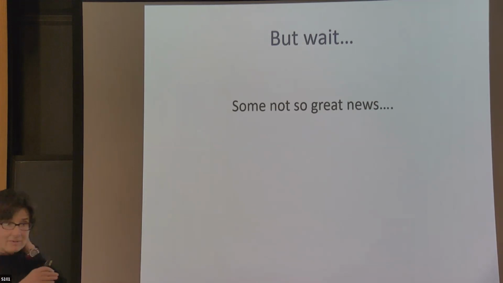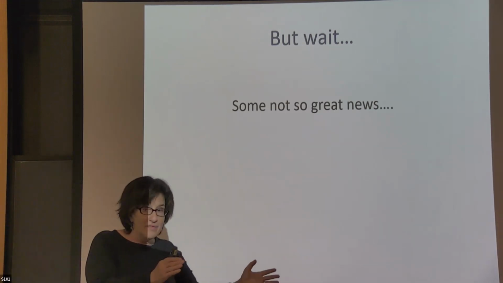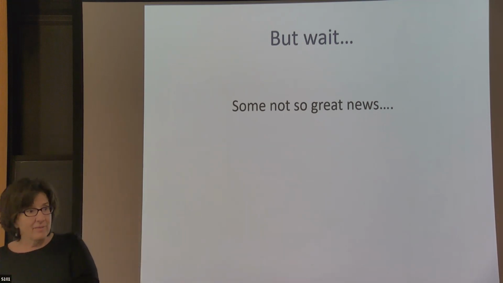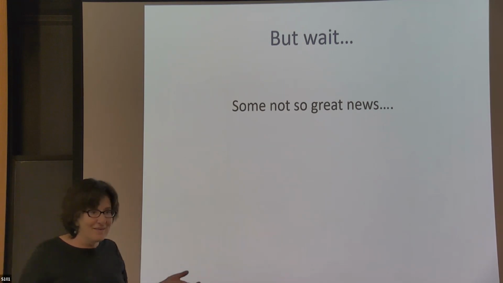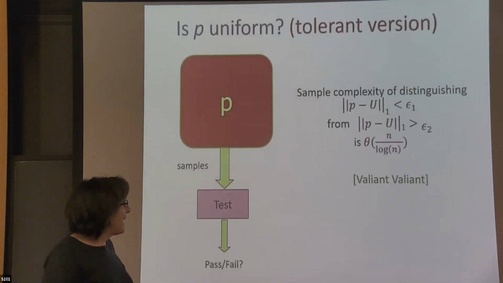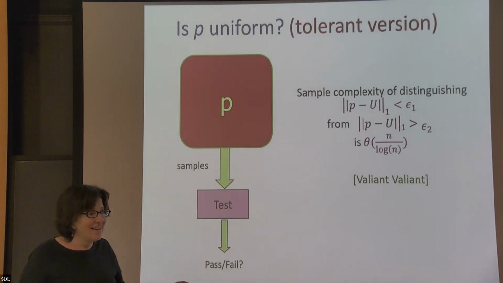Okay, but there's some not so great news. What that slide was about was distinguishing perfectly uniform from epsilon-far from uniform. And you're like, I knew the thing wasn't uniform, I just want to know if it's close to uniform or far from uniform. What is the sample complexity of that? I want root n over log n. I want root n for that. Too bad.